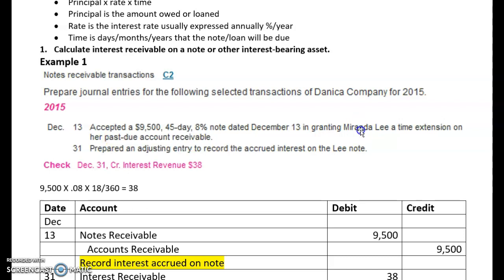So Miranda right now owes us account receivable $9,500. So what we're going to do to convert that account receivable to a note receivable, we're going to debit note receivable $9,500, and we're going to credit account receivable $9,500. This shows that she no longer has an account receivable with us and is now a note receivable.